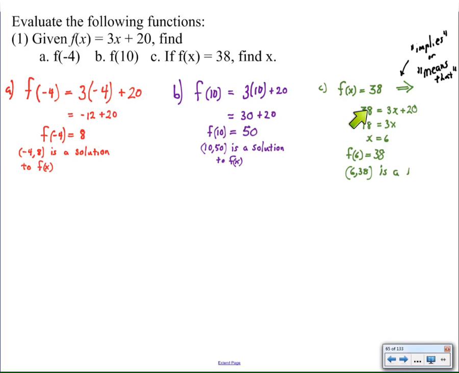Notice that 3x plus 20 is f of x. So if f of x is 38, then 3x plus 20 is 38. This is a simple linear equation that I solve and find f of 6 equals 38, which means 6, 38 is a solution to f of x. So I solve the equation, I find the value of x, I make a function statement of truth, and translate that into common sense.